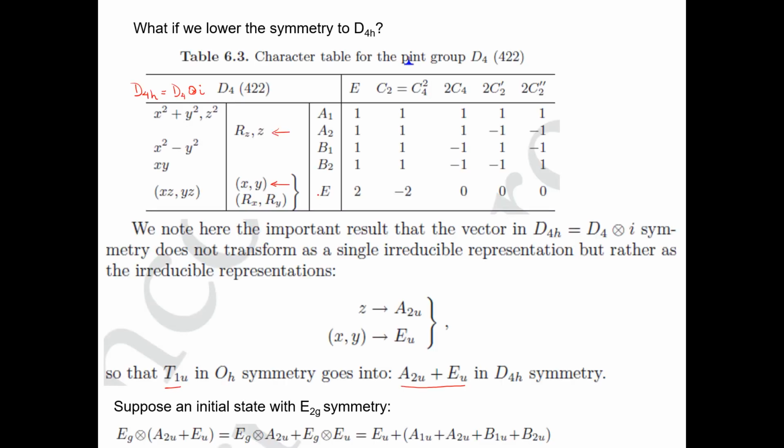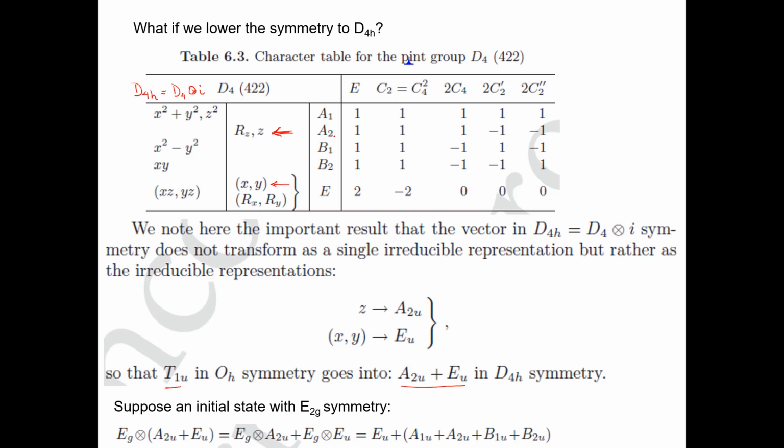Still, let's consider the D4h group, but now let's say that the light we shine into the material is not unpolarized. The previous situation we have considered is for unpolarized light. Now let's suppose the electric field is polarized along the z-axis. If you remember, the z basis function is a basis function of the A2u representation.